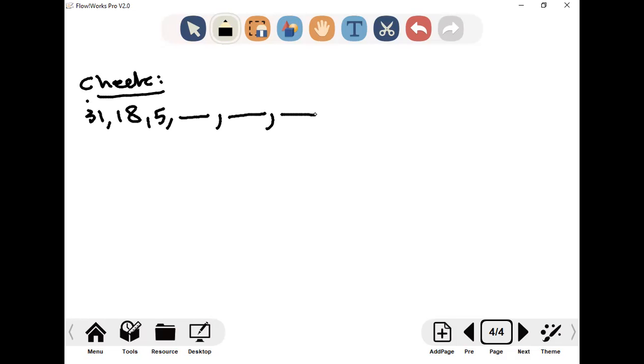Now 18 minus 31 is -13, right? And 5 minus 18 is also -13. So D is how much? D is -13. Now to find the next terms, you what? You add D. 5 plus -13 is -8. -8 plus -13 is -21. -21 plus -13 is -30.